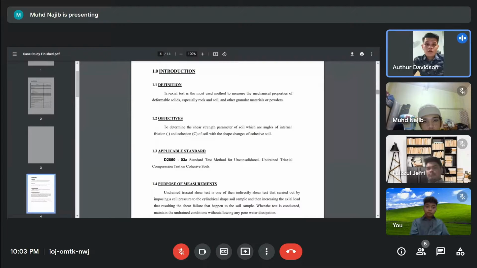First of all, I would like to present the introduction for the Triaxial test. Triaxial is the most used method to measure the mechanical properties of deformable material, especially rock and soil and other granular material or powder. The objective of the Triaxial test is to determine the shear strength parameters of soil, which are the angle of internal friction and cohesion of soil, with the shape changes of cohesive soil.